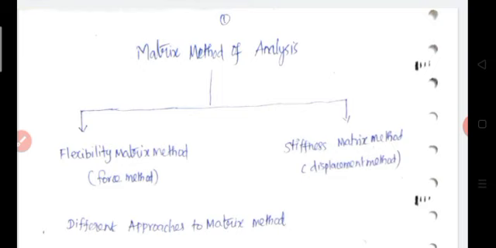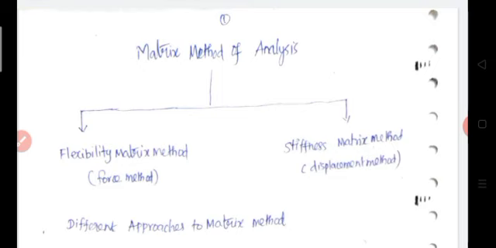So we have a need for the analysis of multi-story buildings, and also the evolution of computers has given rise to a new method called the matrix method. Basically, there are two methods of matrix method. One is the flexibility matrix method, and another one is the stiffness matrix method.